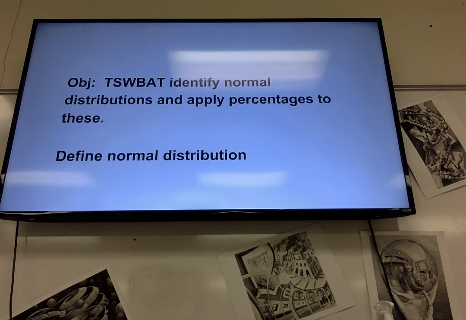TSWBAT stands for the student will be able to. So it's one of those boxes I have to check. You have to have an objective. There it is. That's what we're going to do today. We're going to talk about normal distributions and then applied percentages. And you probably saw some of those questions when you were doing your assessment. Probably saw other ones too that we just might not get to today, which is fine.